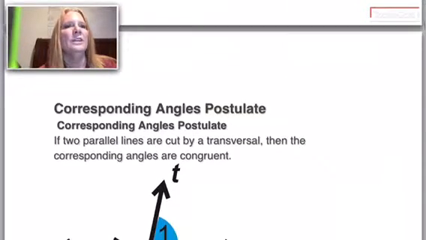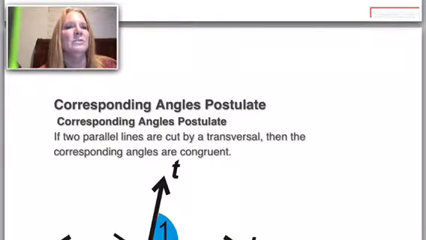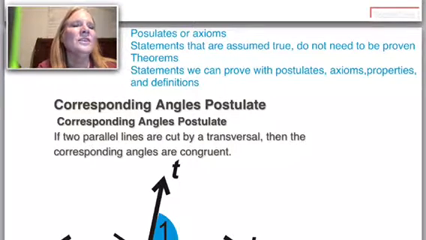But now we're going to name some postulates, so let me define some terms for you. We have postulates or axioms. We can use those words interchangeably, and they're statements that are assumed to be true. We do not have to prove them. Then we have theorems, which are statements that we can prove with postulates, axioms, properties, and definitions. It's not super important at this point that you differentiate which are which, but you do certainly need to at least know the terms.